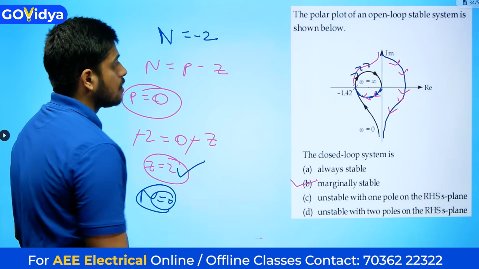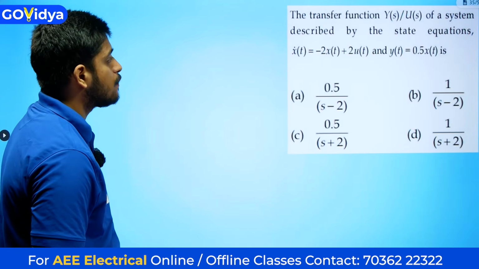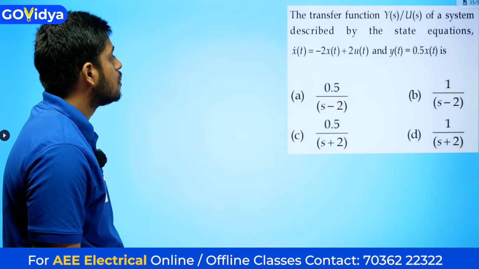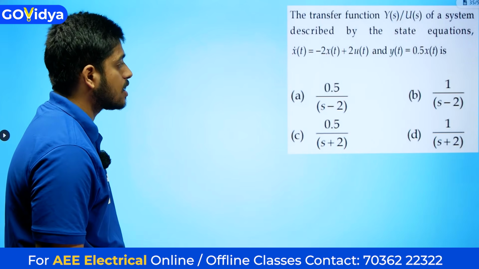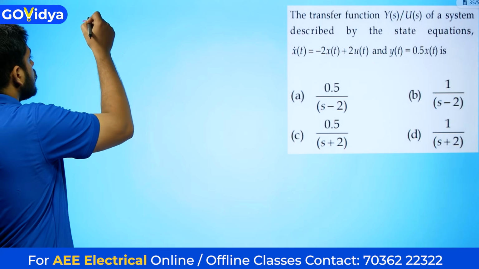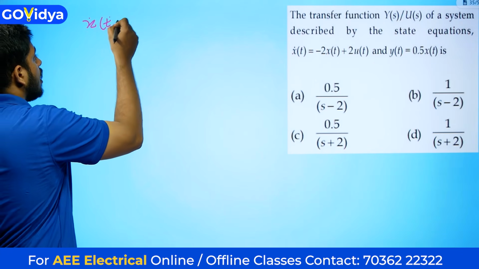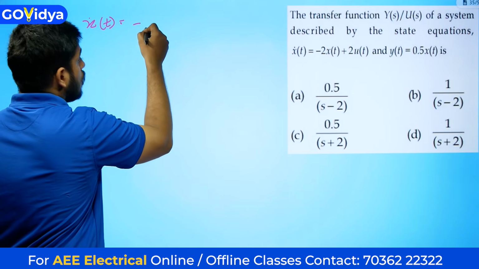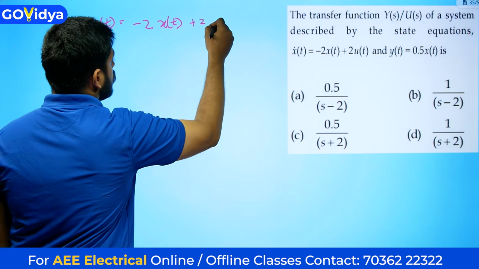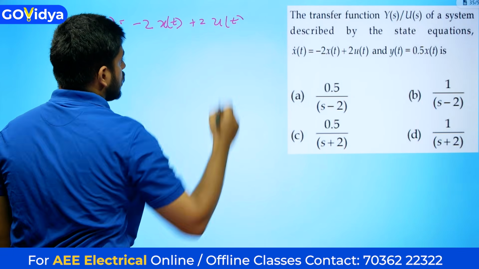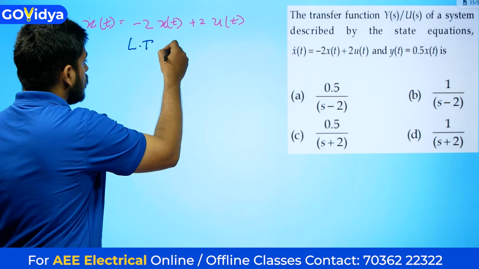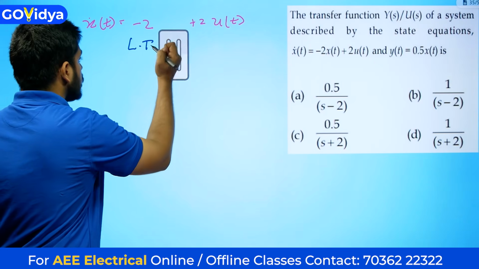Okay, next question. The transfer function Y(s) by U(s) of a system is described by the state equations. So 2 state equations are given. We need to find the transfer function. Okay, so the equations given are x dot of t equals -2 x of t plus 2 u of t. Let us directly take the Laplace transform of this, apply Laplace transform.